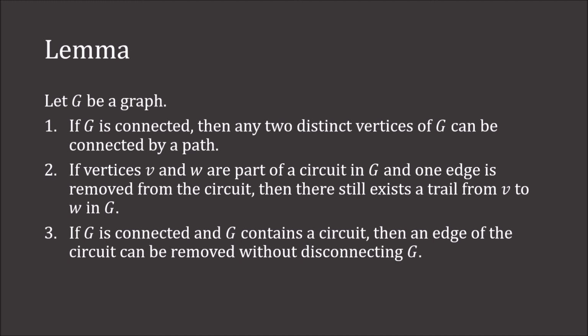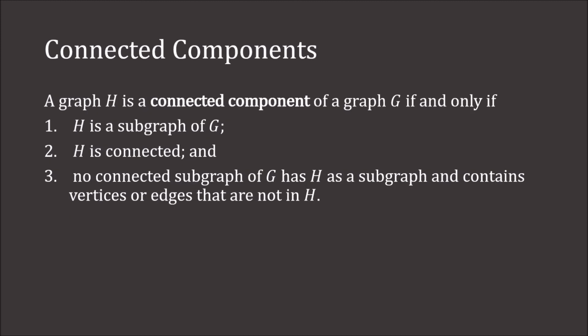A graph H is called a connected component of a graph G if and only if three conditions are satisfied. First, H is a subgraph of G. Second, H is connected. And third, no connected subgraph of G has H as a subgraph and contains vertices or edges that are not in H.